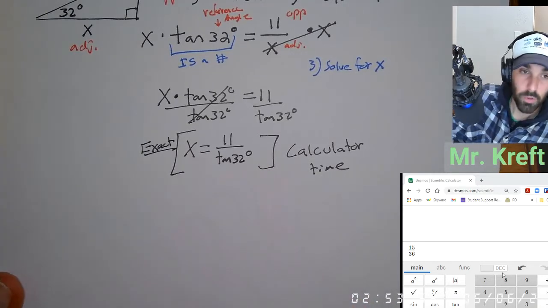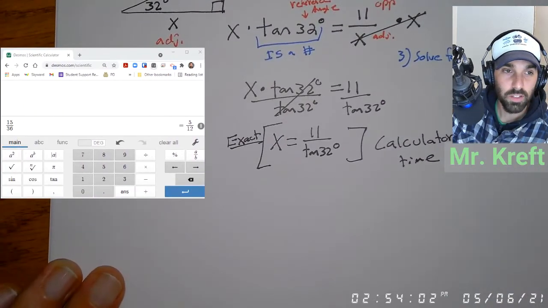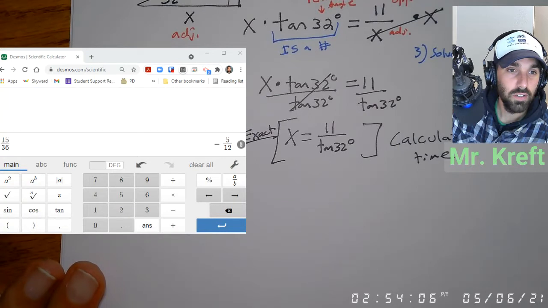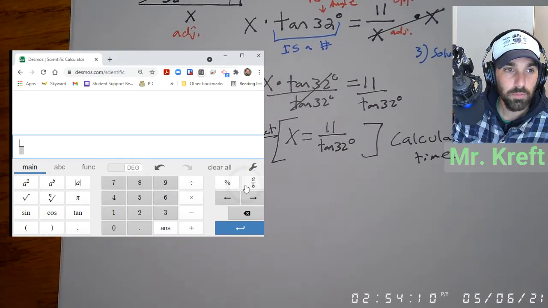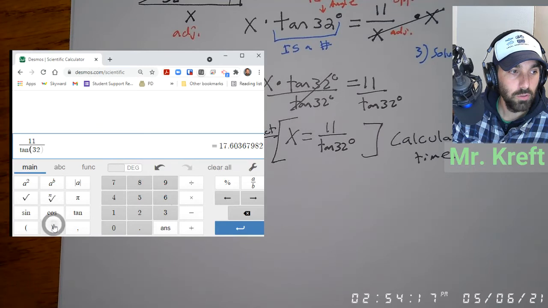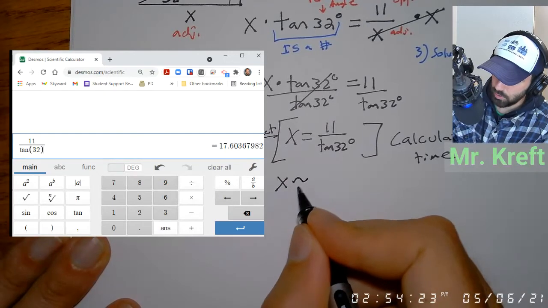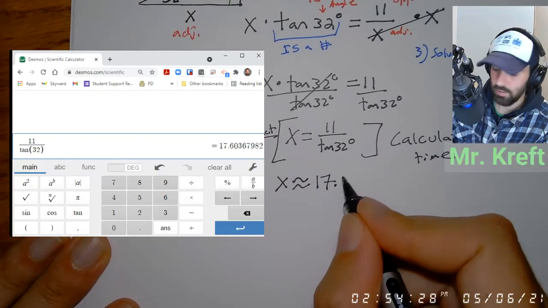This is our exact answer. Since a lot of people are using Desmos, I'm going to use Desmos for this. So how do you do this on Desmos? I would start with a fraction. On top, I would have 11, and on the bottom, I would put tangent of 32. And there's my answer. Again, this is not an exact answer. So it is approximately 17.60.